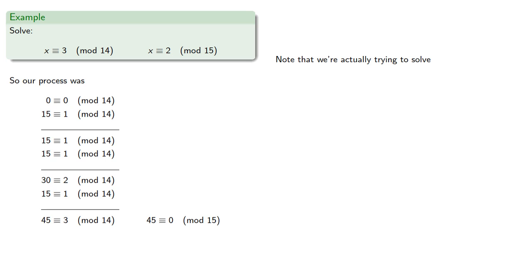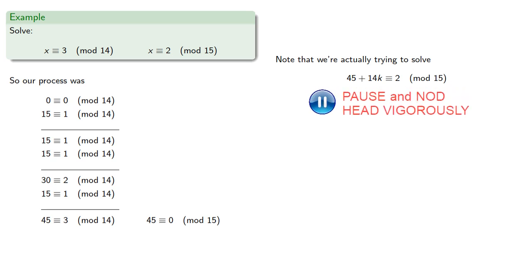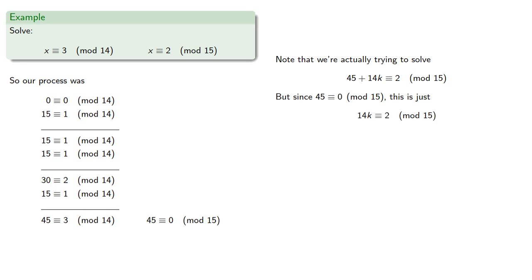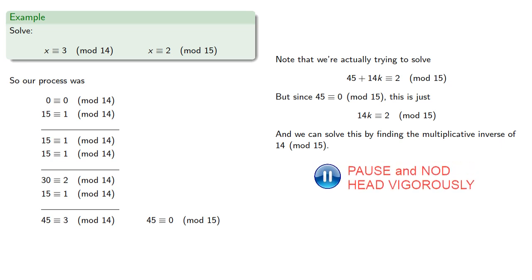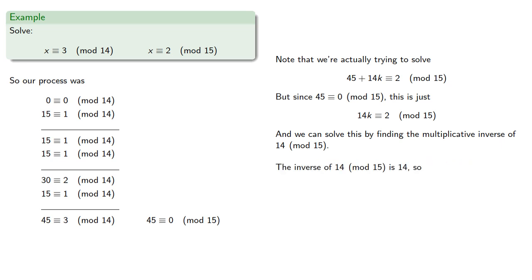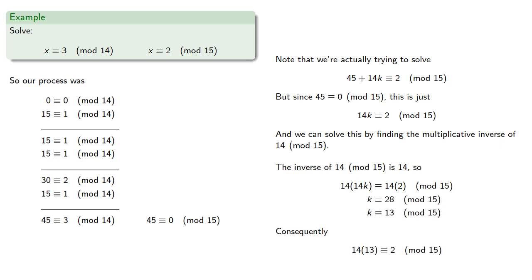Now, note that we're actually trying to solve 45 plus 14k congruent to 2 mod 15. But since 45 is congruent to 0, this is just 14k congruent to 2 mod 15. And we can solve this by finding the multiplicative inverse of 14 mod 15. And it turns out the inverse is 14 itself, and so we find, which we can reduce, and consequently, 14 times 13 will be congruent to 2 mod 15.